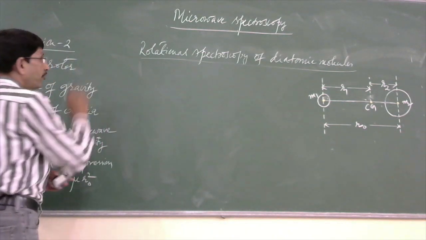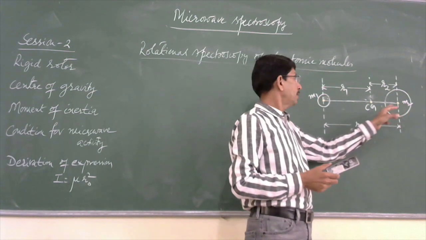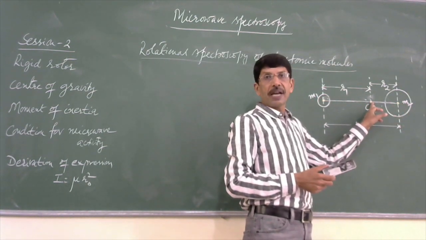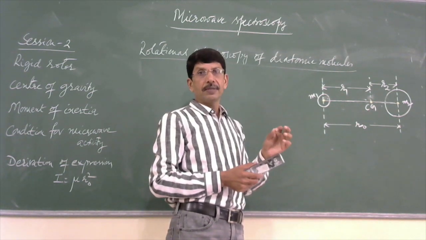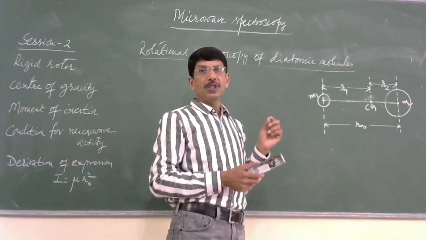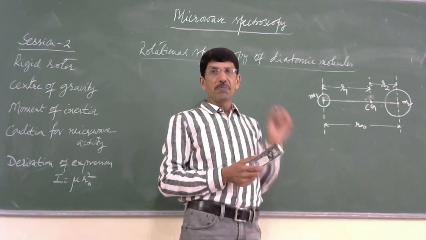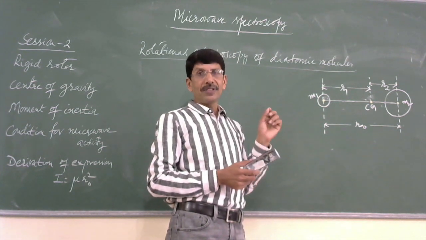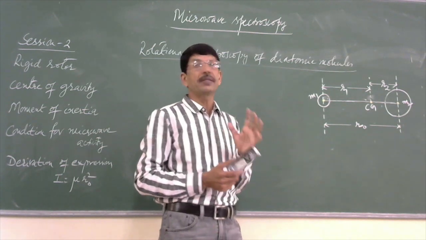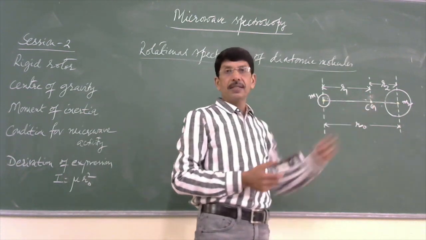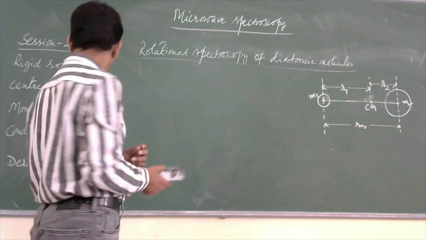Then what is center of gravity? I have shown here a simple diatomic molecule and a point as the center of gravity. Center of gravity is a point at which the moments of the two atoms are equal. What is moment? Moment is nothing but the product of the mass and the distance of the atom from the center of gravity. So center of gravity is a point at which the moments of the two atoms in a diatomic molecule are equal.